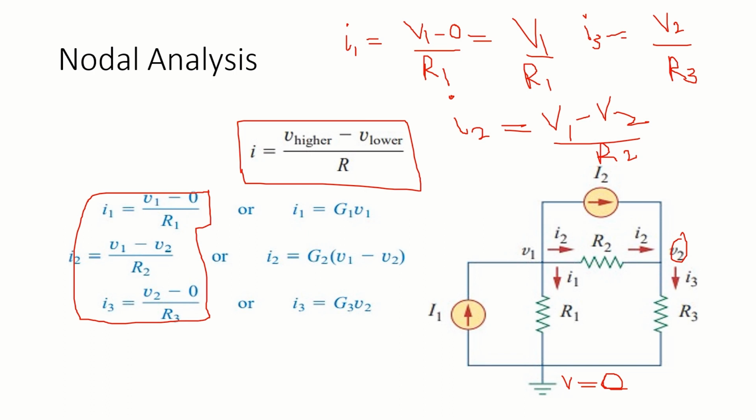And one more thing to keep in mind, this G stands for conductance. G was equal to 1 over R, and you can see that 1 over R is in everything, like 1 over R2, 1 over R1, 1 over R3. So we can simply replace them, for example, when there is an R1 resistor, we can replace it by G1. So these three equations are derived using this formula. G is for conductance.